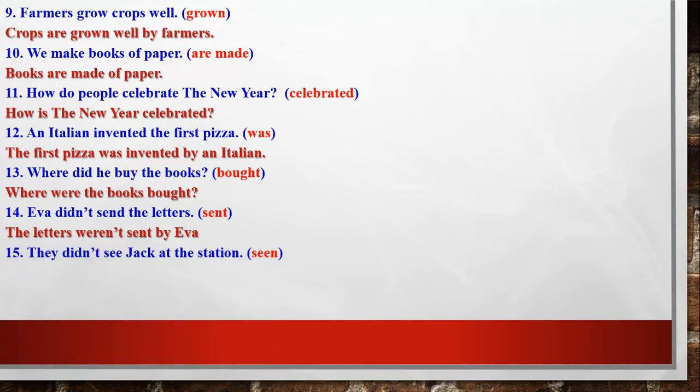Number 15. They didn't see Jack at the station. We want to change this sentence to the passive. To use seen in this sentence, we must change it to the passive. Okay, so I will start the sentence by using Jack. The object here is Jack. Then I will use wasn't or weren't because this sentence is negative in the past. So Jack wasn't seen at the station.